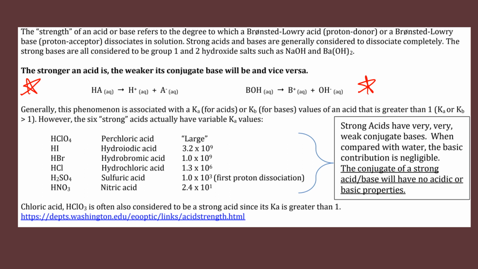Kind of throwing this in there, but we have perchloric acid, hydriodic, hydrobromic, hydrochloric, sulfuric, and nitric acid. And they also say that chloric acid can be considered a strong acid as well. So here, just read this. The conjugate of a strong acid or base will have little to no properties, acidic or basic or otherwise. So if you have a strong acid, your conjugate base is so weak that it doesn't have any real properties, so to speak.